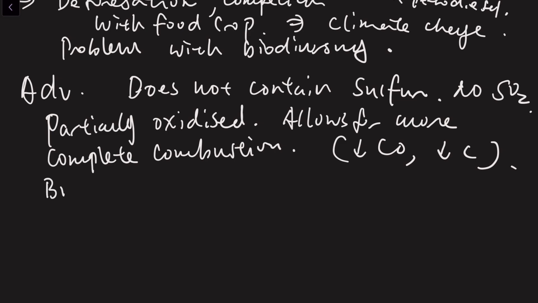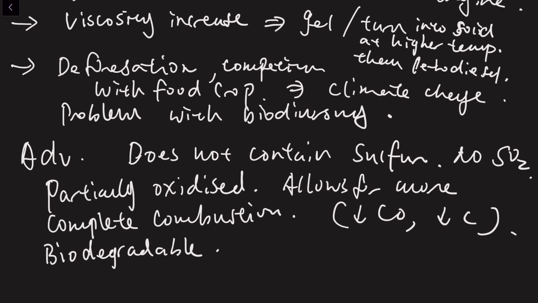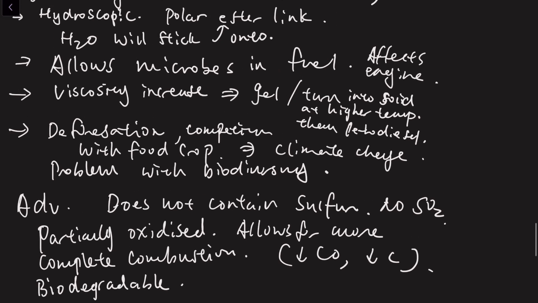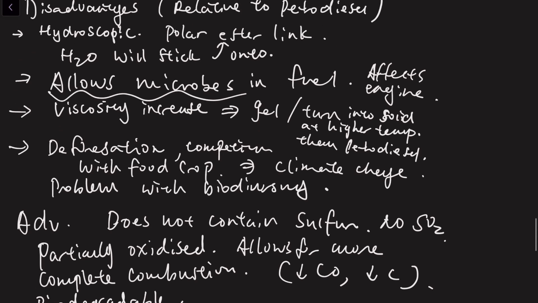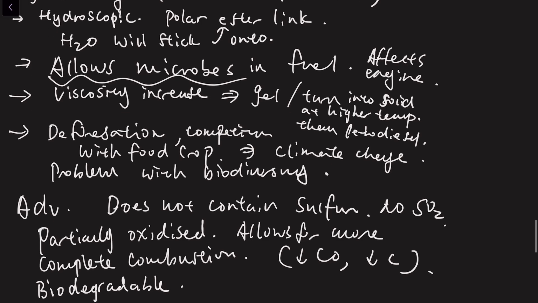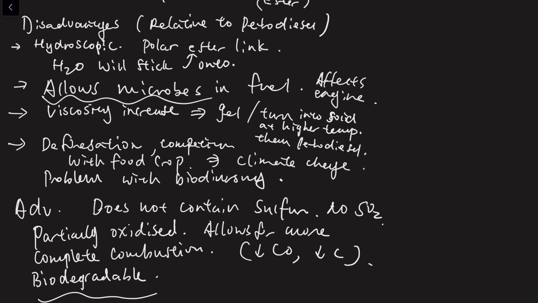It is also biodegradable because of the presence of water in biodiesel. So as you can see, the presence of water allows microbes to grow in this fuel, but it also means the fuel is biodegradable. So it has its own advantages and disadvantages. The problem is, how do you balance those advantages and disadvantages to make it more suitable for your particular application?